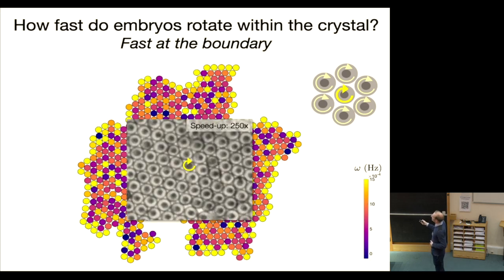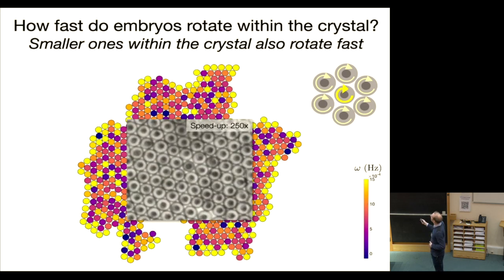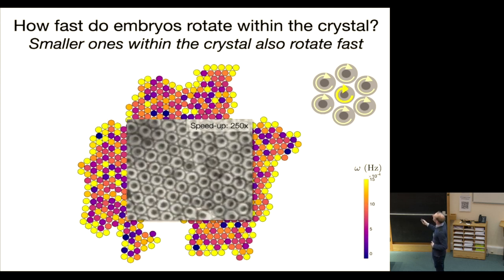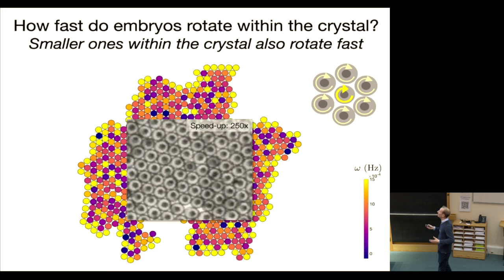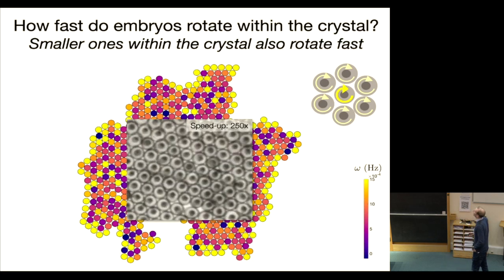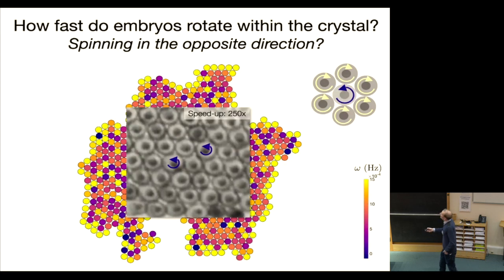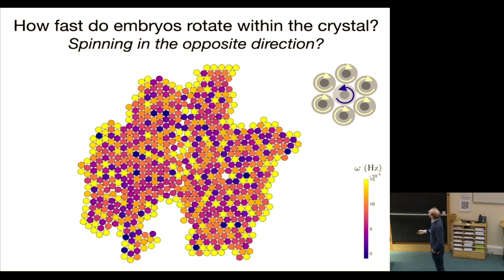So here's one that is a bit smaller, and you see it's going quite wild. Whereas the other ones in the surrounding do their usual, rather relaxing spinning. And then finally, we have the opposite thing as well. We have some here that actually rotate in the opposite direction, okay?